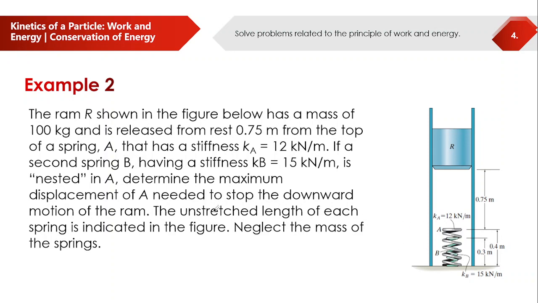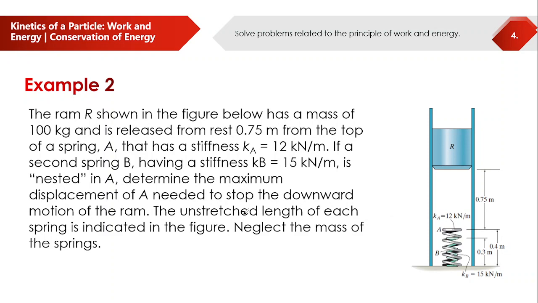Okay? A yung spring natin. That has a stiffness, K sub A, is equals to 12 kilonewton per meter. If a second spring B having a stiffness K sub B is equals to 15 kilonewton per meter is nested in A, determine the maximum displacement of A, okay, needed to stop the downward motion of the ram. The unstretched length of each spring is indicated in the figure. Neglect the mass of the spring.